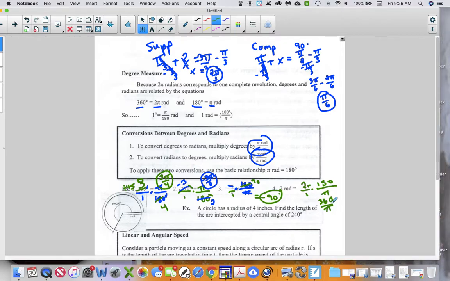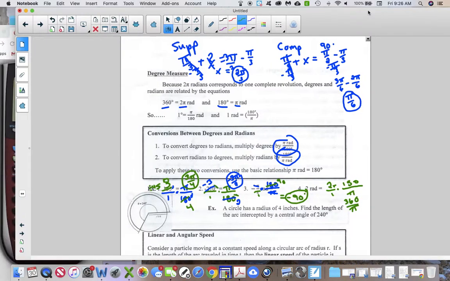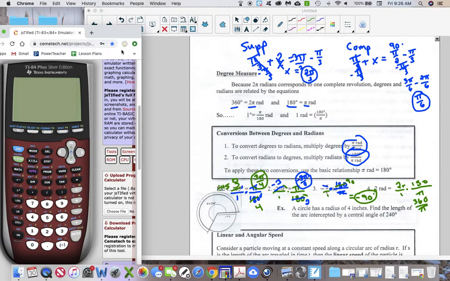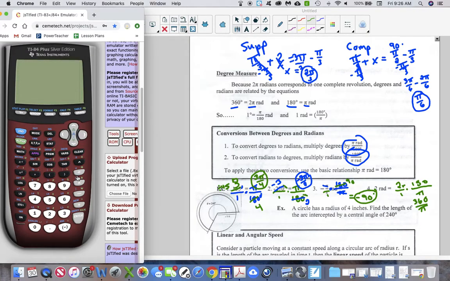And I need my calculator. Just a second. Wait a second. And my calculator over here. This is the handy dandy calculator that I had you guys download into your computers. So you can use it if you'd like.